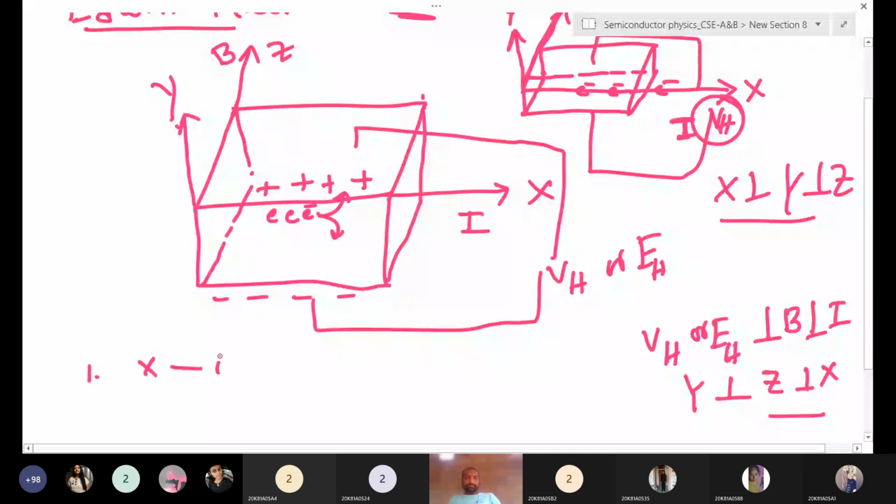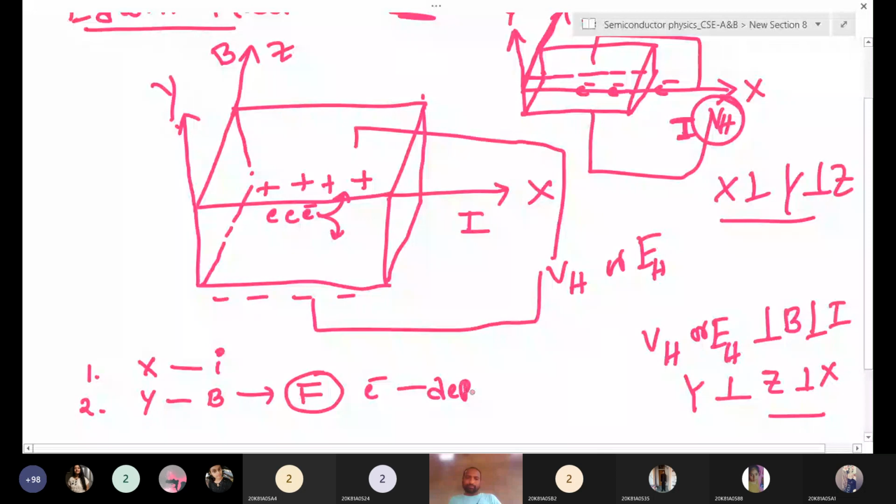Because of this force, some of the charge carriers will get deflected, or change direction from the original path. That is the depletion: the charge carriers change direction from the original path because of the magnetic force.